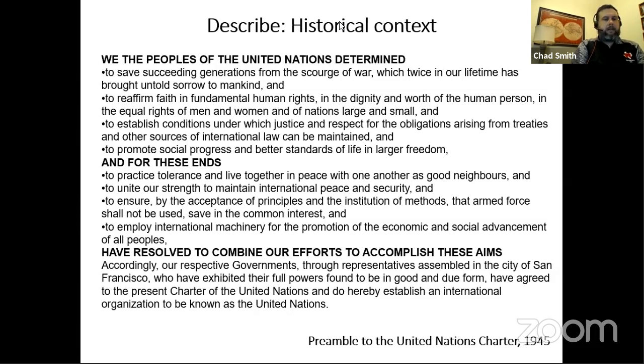Take another minute to read the document and think about and jot down ideas for the historical context.